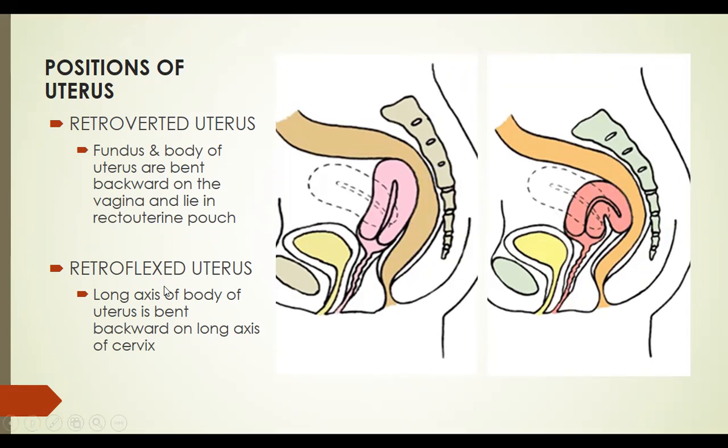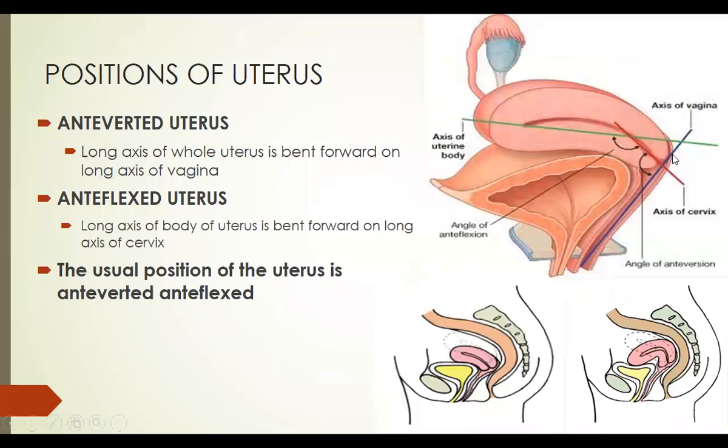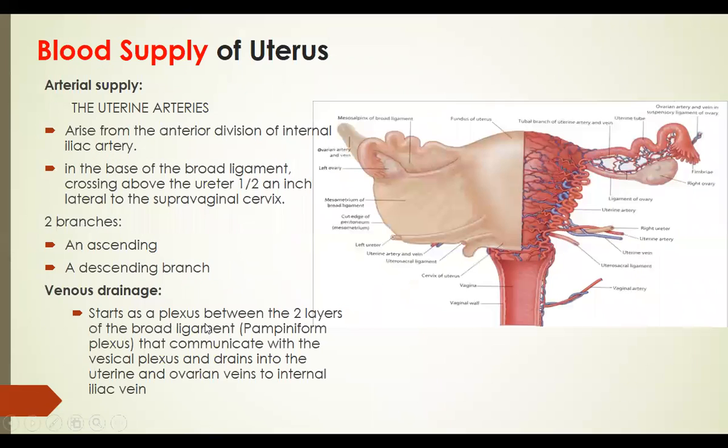The retroflex uterus: the long axis of the body of the uterus is bent backwards on the long axis of the cervix. So it is totally bent backwards. Okay, this becomes straight, and these are all abnormal positions of the uterus, which can lead to infertility. It can lead to infertility. So it should always be in this position for the normal functioning of the uterus. So that is the anteverted anteflexed position. That is the normal position.